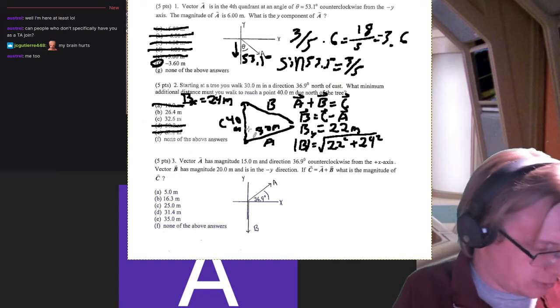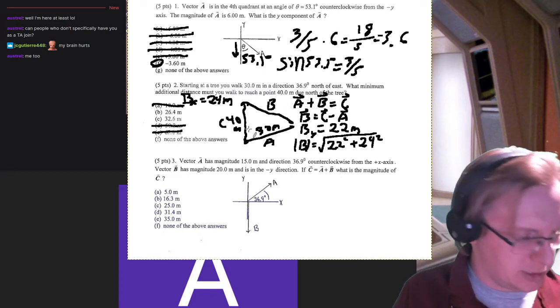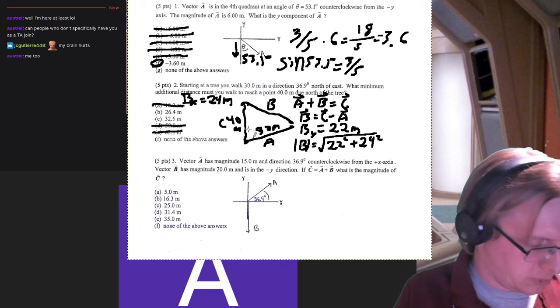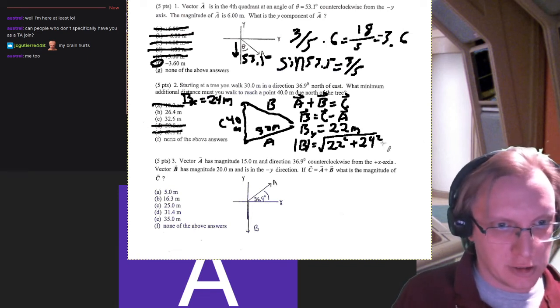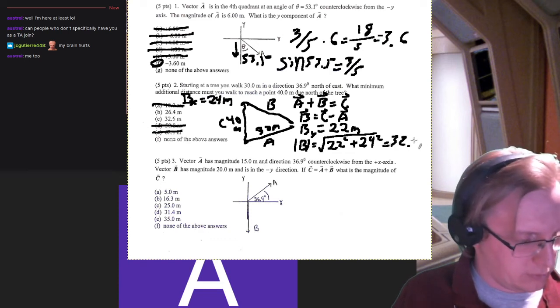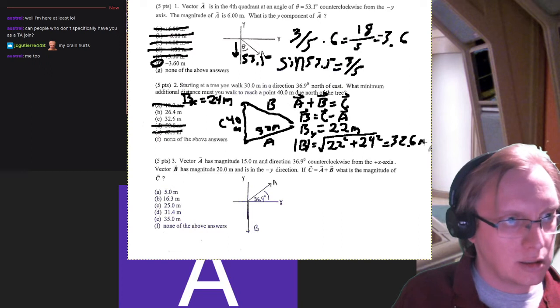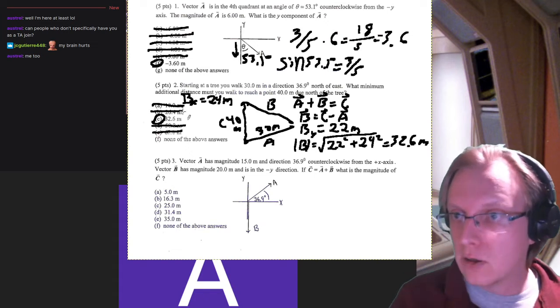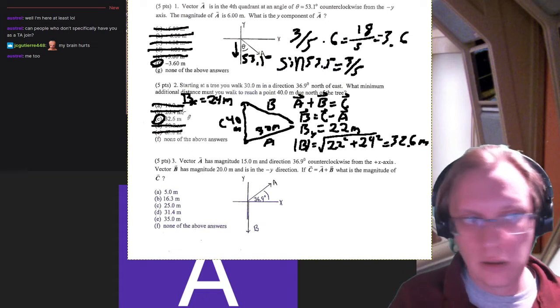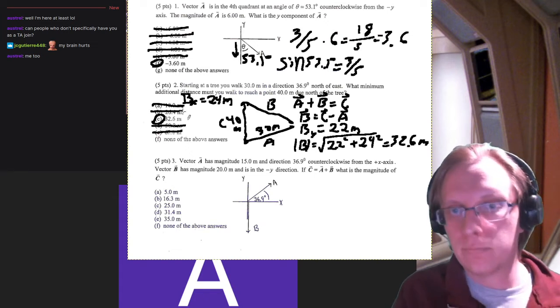All right, so punch that into a fancy favorite calculator. Oops, try again. Square root, 22 squared plus 24 squared is 32 and change. 32.6 meters. Oh, look. Ta-da. Questions? Make sense? 32.6, yep.